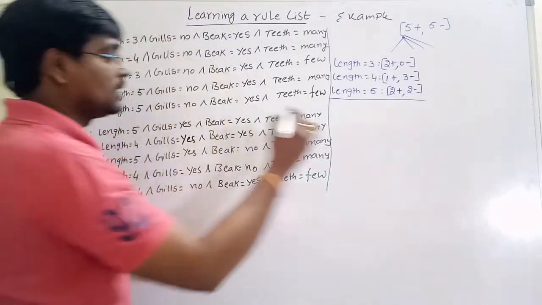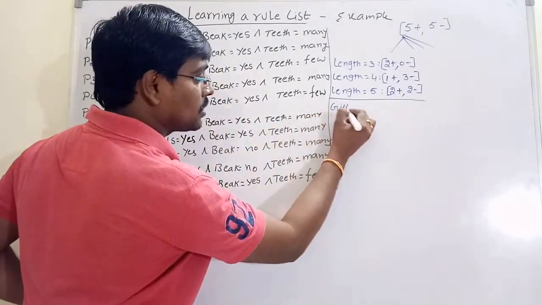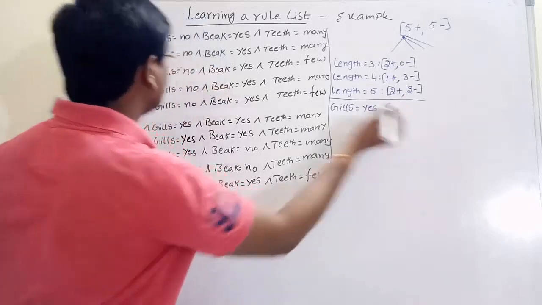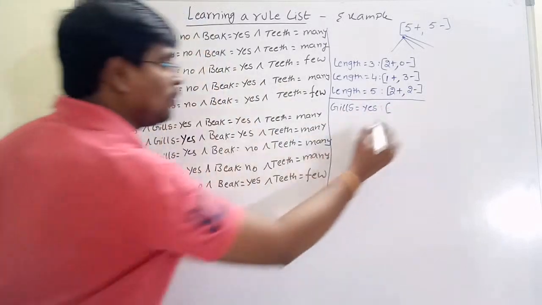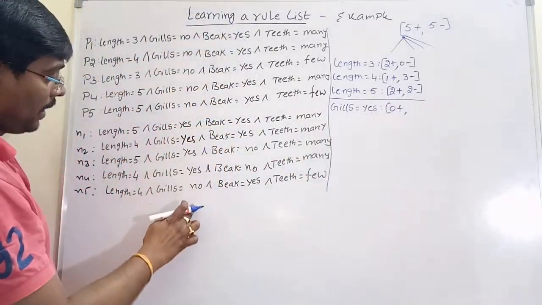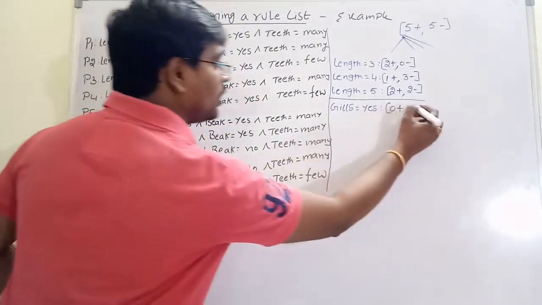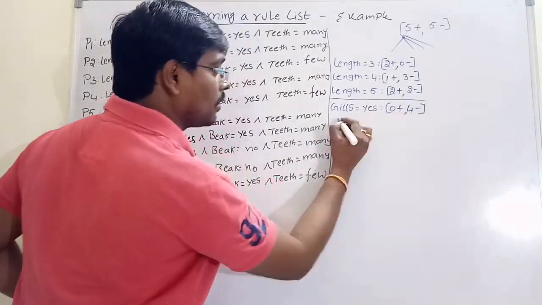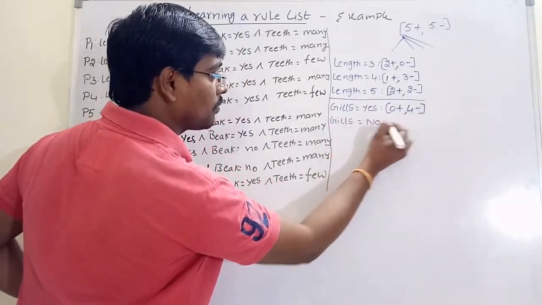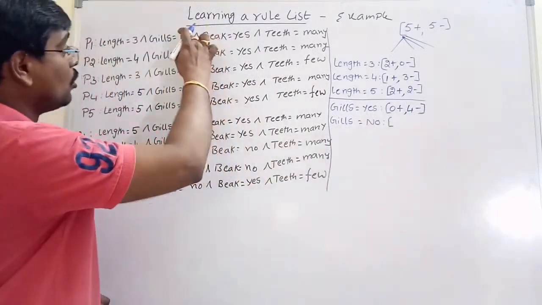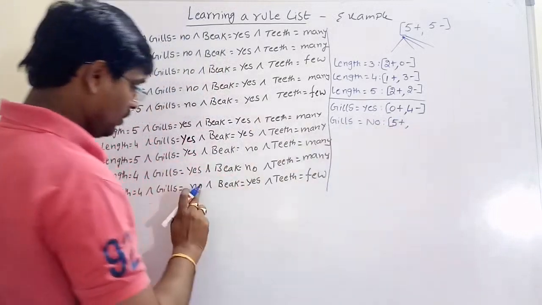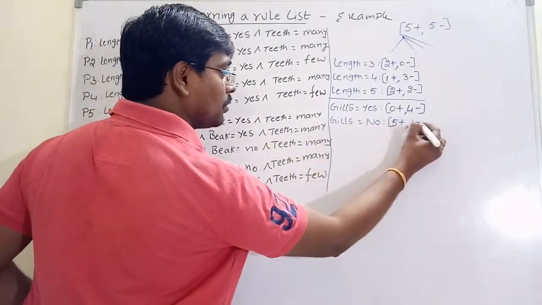Now move to gills. Gills has 2 options. One is gills is equal to yes. Gills is equal to yes means we have 0 positives, and how many negatives? 4 negatives. And gills is equal to no means we have 5 positives and the remaining 1 negative.